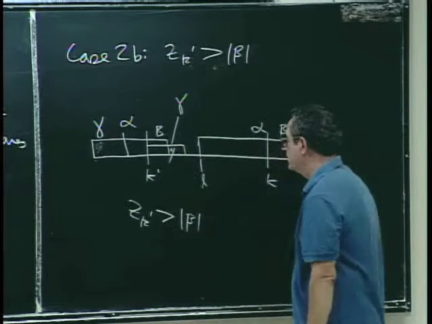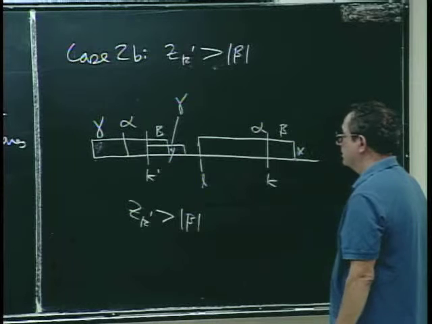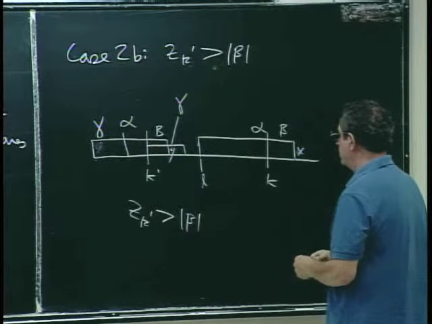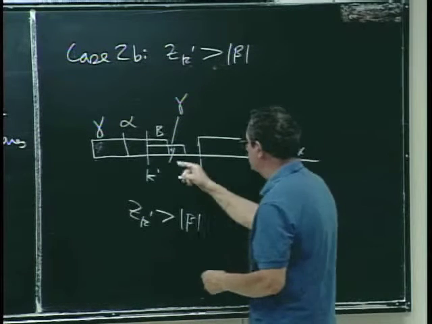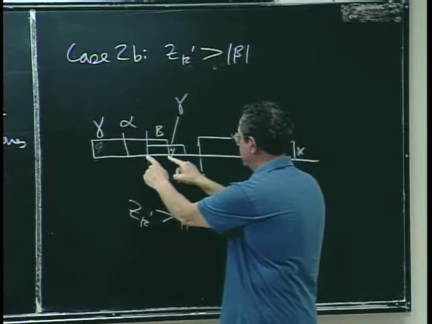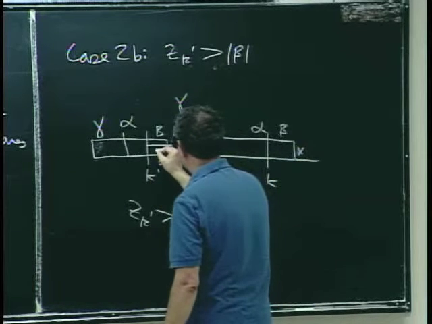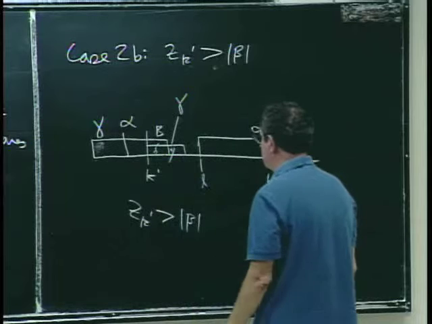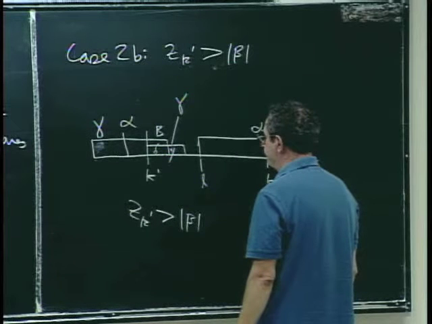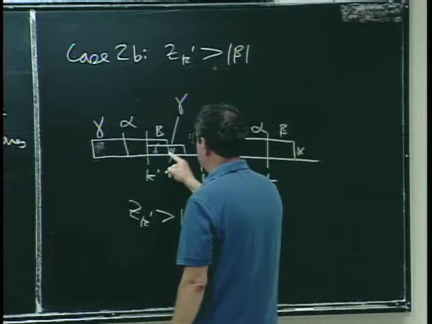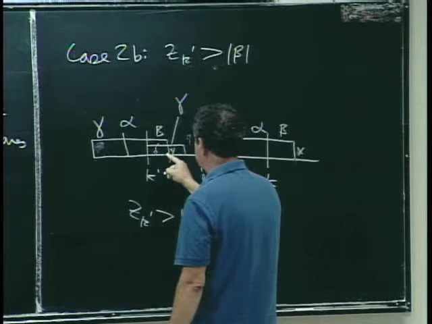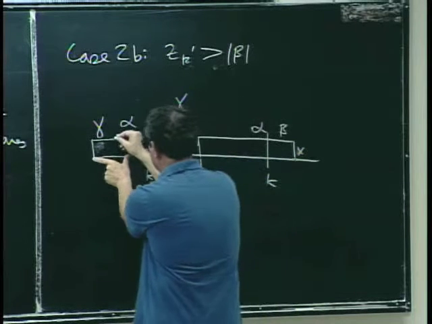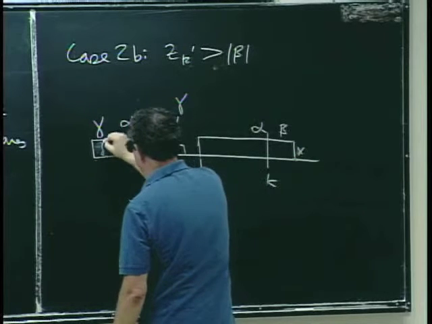Okay? So I guess I should have used gamma for this part. It doesn't matter. So now, this little piece in here, let's call that delta. This picture is getting too cluttered. That's gamma, so delta is about there. Everybody comfortable with that picture?